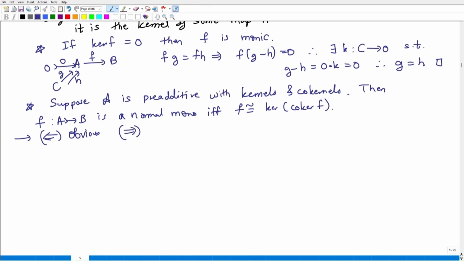Okay, I'm going to draw a diagram now. This is some diagram chasing kind of argument. So please pay attention. If you simply write the final diagram, then you will not understand what I'm doing.